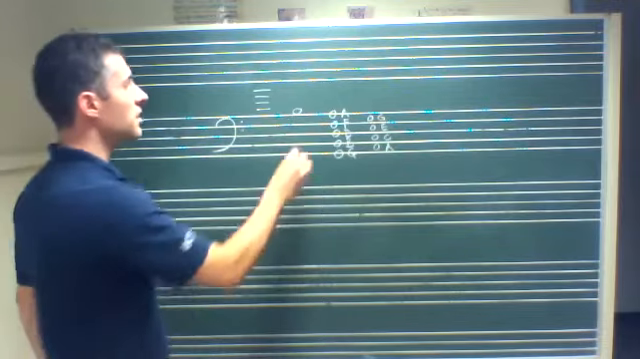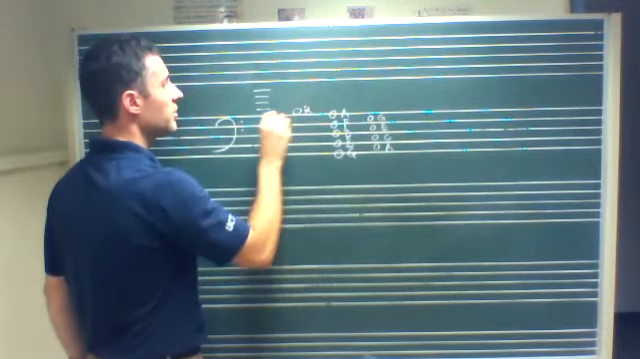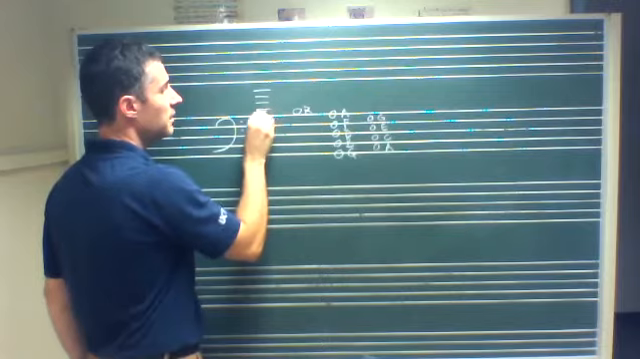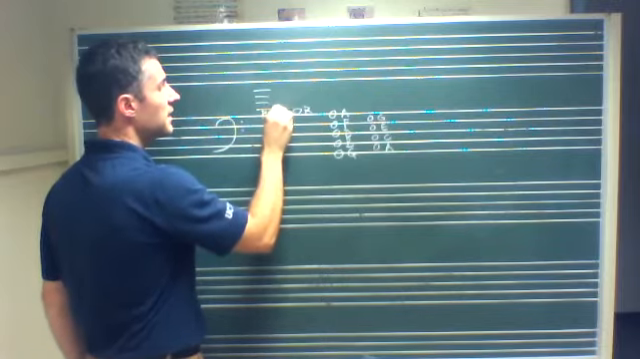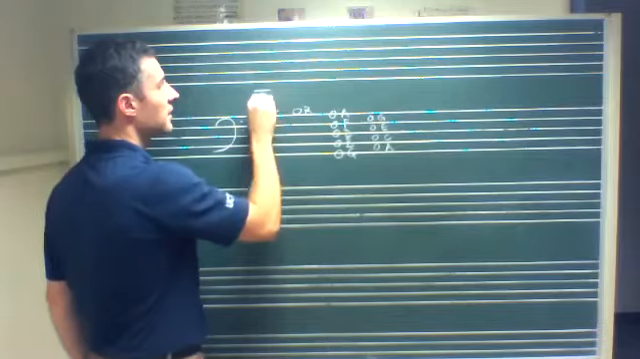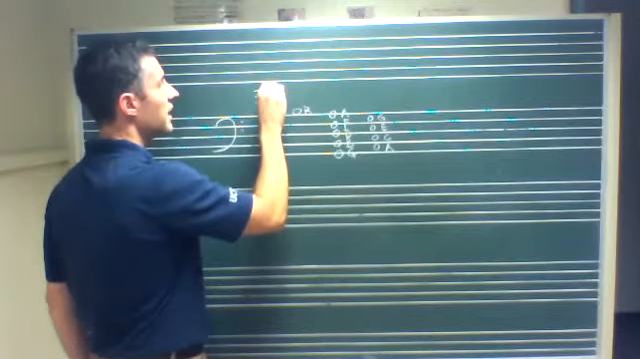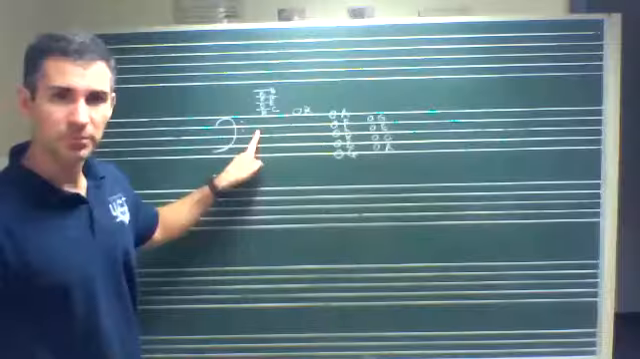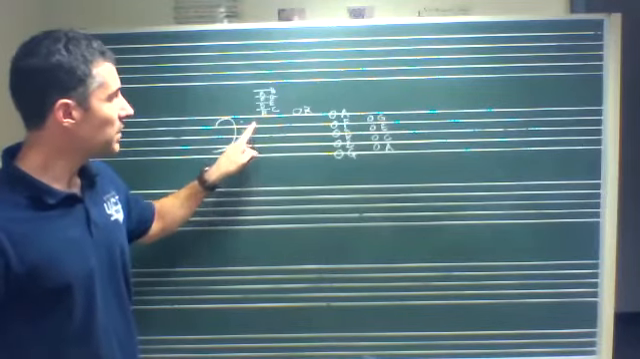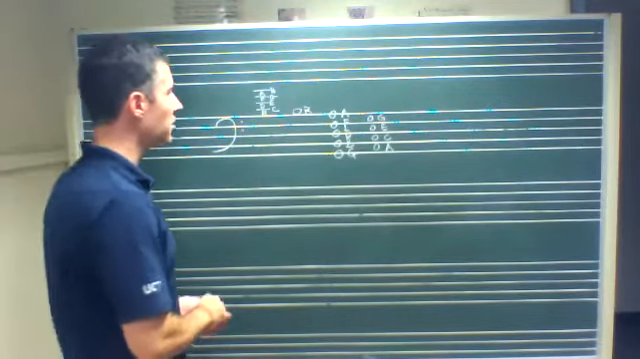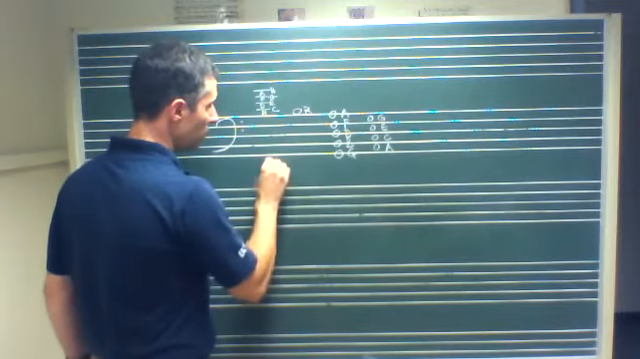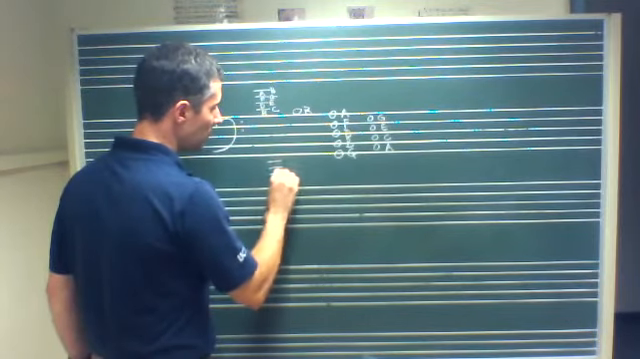B, correct. This note is B. So we can say here B, C, D, E, F, G, A, and B. You see how I've drawn this little picture here? Yes. That's a very helpful little picture when you are trying to work out notes above, but we can also use it for working out notes below.